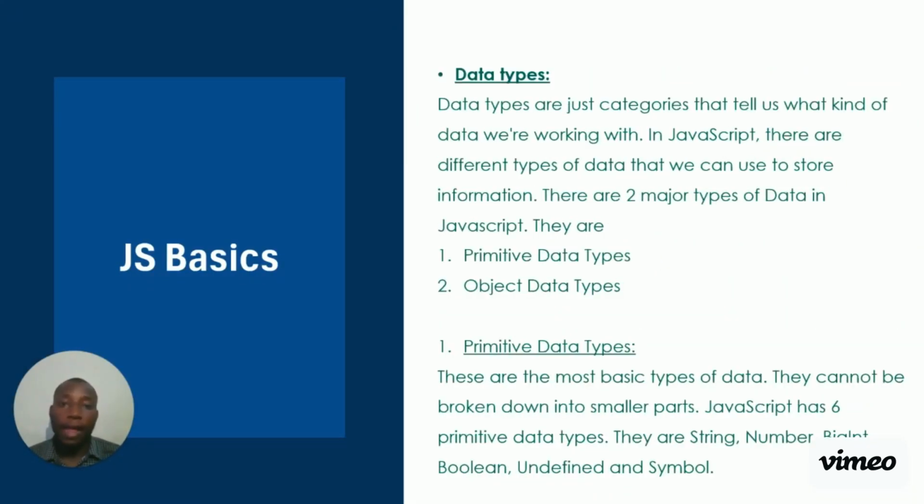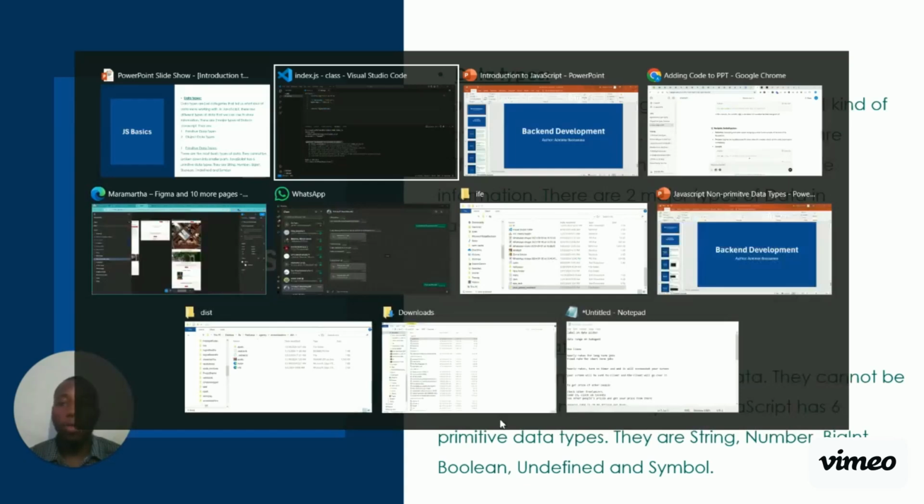Okay, data types. We are done with variable declaration. Data types. What are data types? Data types are just categories that tell us what kind of data we are working with. In JavaScript, there are different types of data that we can use to store information. Let's go back to VS Code.